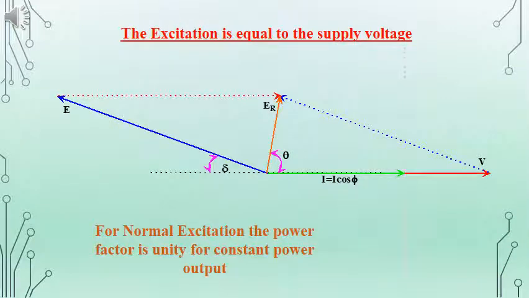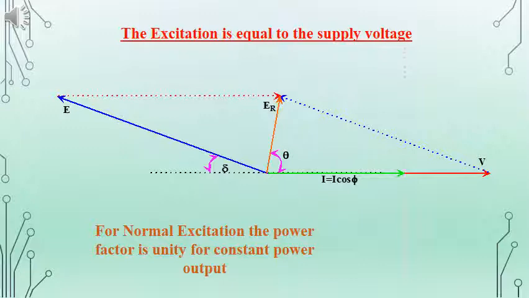We will now analyze the same with the phasor diagrams. That is the role of excitation on the power factor of the machine as well as the load current.